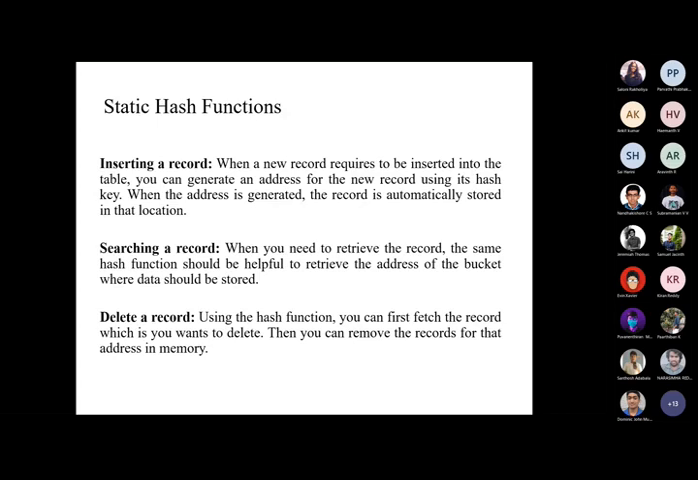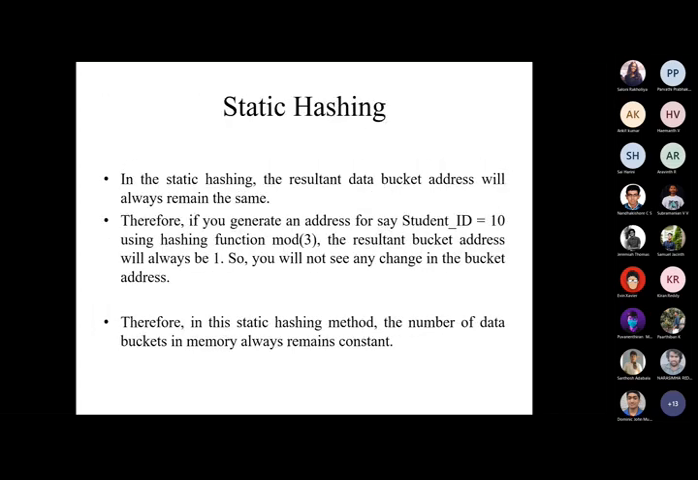Static hash function: you know that it will return the same bucket address. Whenever you give the same input, it produces the same bucket address. It's known as a static hash function. So that's what we were discussing: the resultant data bucket address will always be the same. Given some input, the hash key generation will generate the same bucket address. It's known as static hashing.